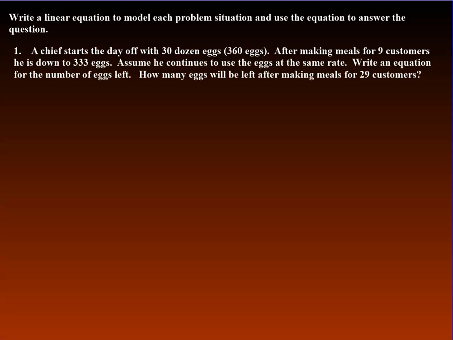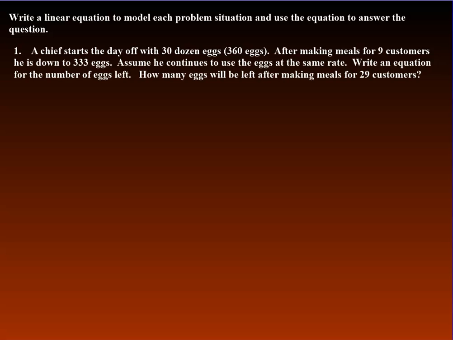Write a linear equation to model each problem situation and use the equation to answer the question. Number 1. A chef starts the day off with 30 dozen eggs, which is 360 eggs. After making meals for 9 customers, he is down to 333 eggs. Assume he continues to use eggs at the same rate. Write an equation for the number of eggs left. How many eggs will be left after making meals for 29 customers?